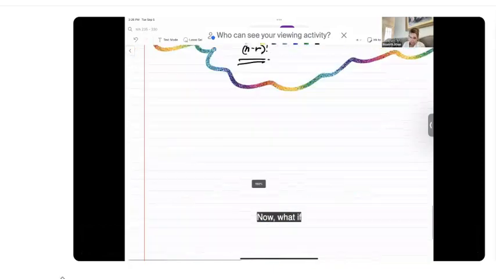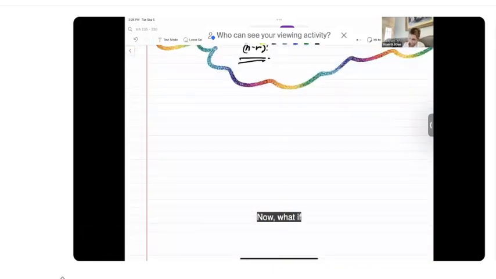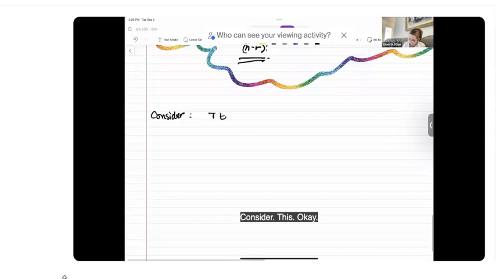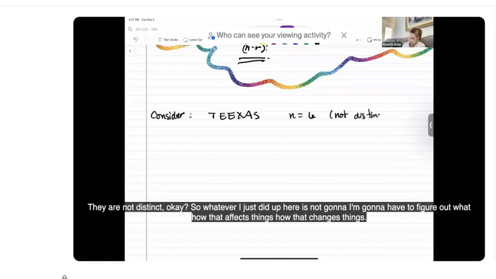Okay. Now, what if, consider this, okay? Here I have 6, but they are not distinct, okay? So whatever I just did up here, I'm going to have to figure out how that affects things, how that changes things.